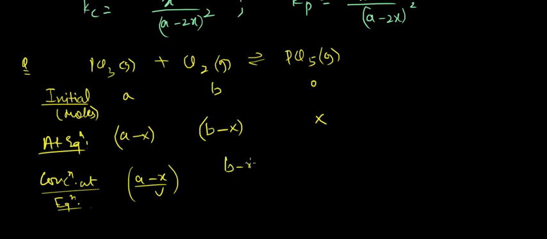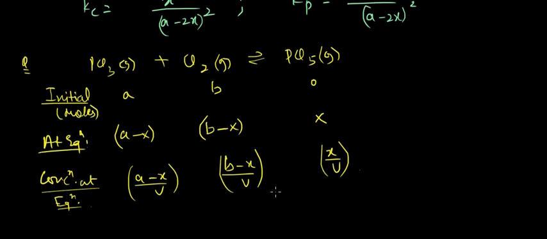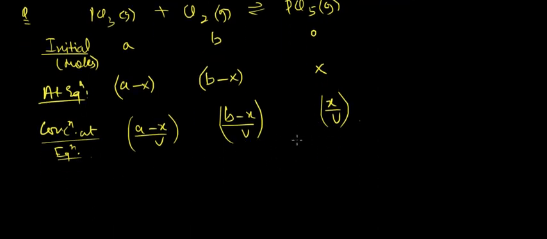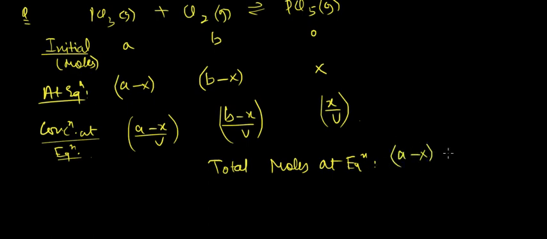V is the volume of the vessel, not mass. Pardon me for that. So V is the volume of the vessel, and the concentration of each of the following compounds at equilibrium would be the following. And total moles at equilibrium would be A minus X plus B minus X plus C, which is just adding these three terms. So we'll be getting A plus B minus X.